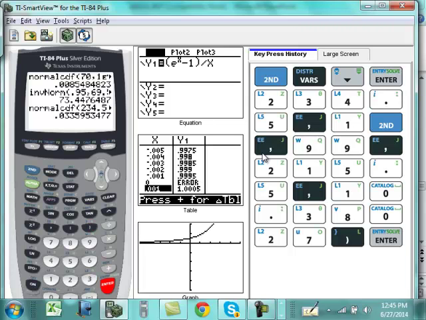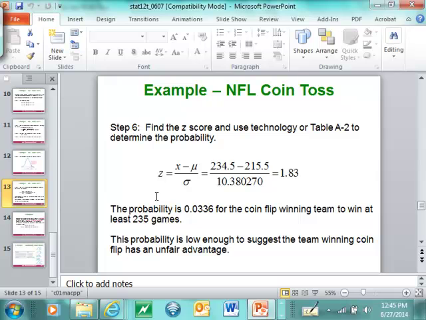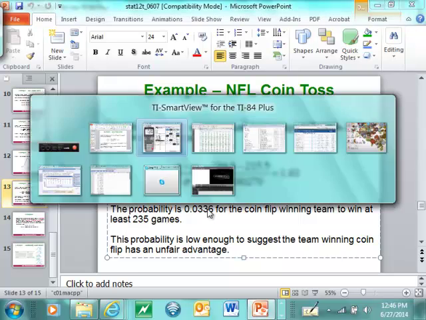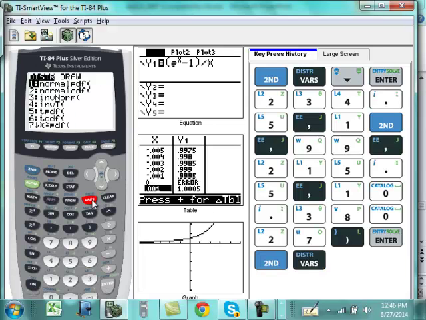And we'll hit enter. And we get 0.0336 approximately as our probability. And that matches the calculation that we made from the table. Now, let's just verify that this is actually a pretty good approximation to the binomial. So we can go back into the distribution menu and actually do the binomial calculation, or at least try to.